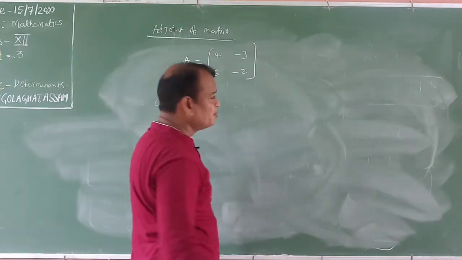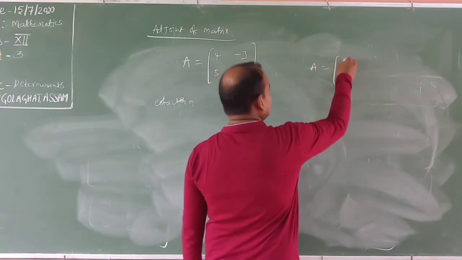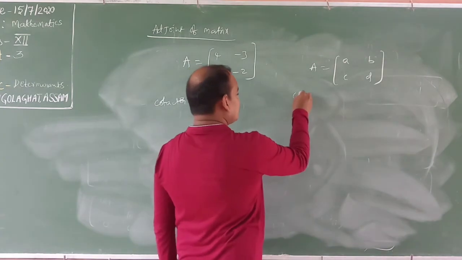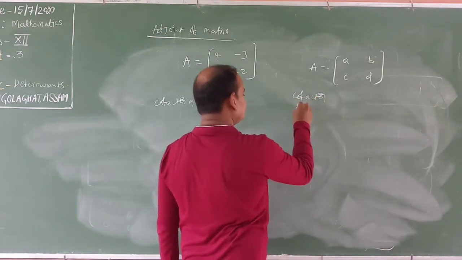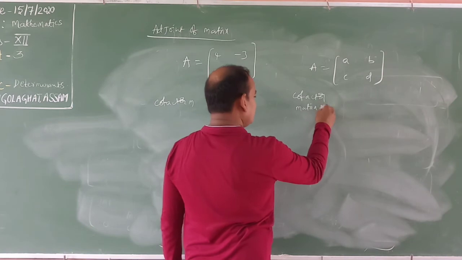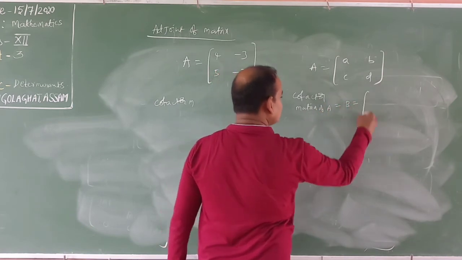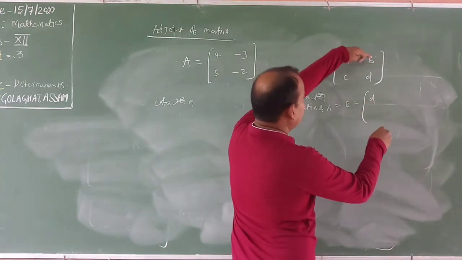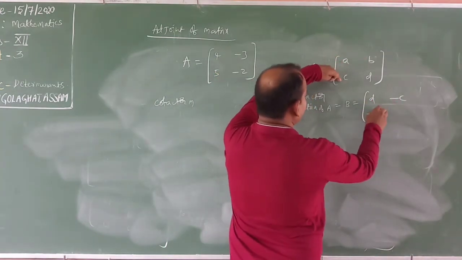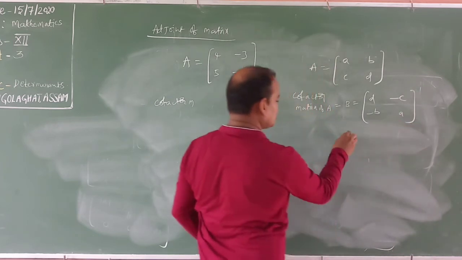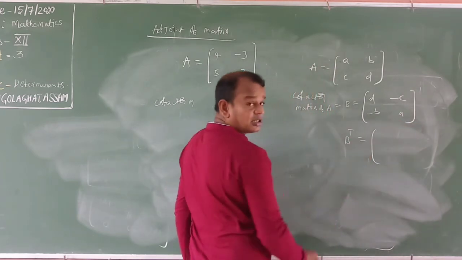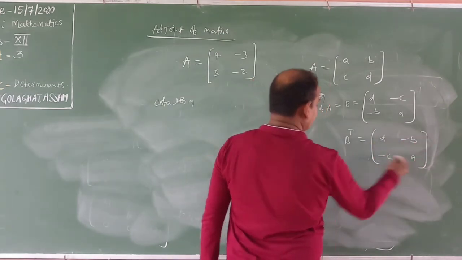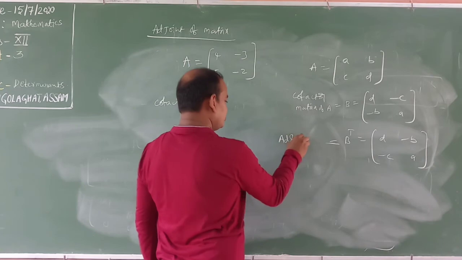Or otherwise you simply observe that, suppose A is equal to [a, b; c, d]. What is the cofactor matrix of A? Simply remember one formula: the cofactor of a is d, the cofactor of b is minus c, the cofactor of c is minus b, the cofactor of d is a. Now transpose: [d, -b; -c, a]. This is called the adjoint of A.